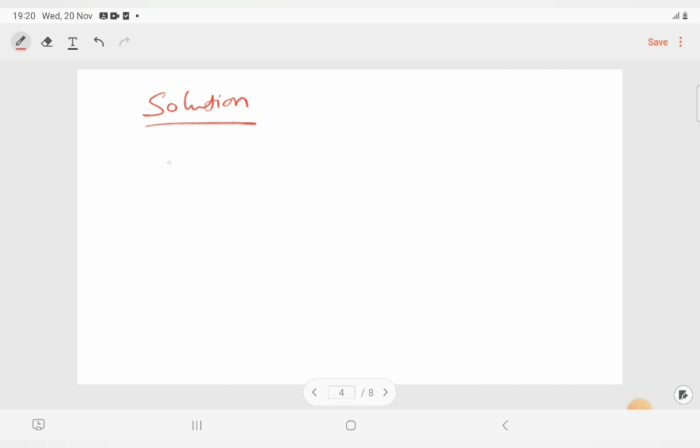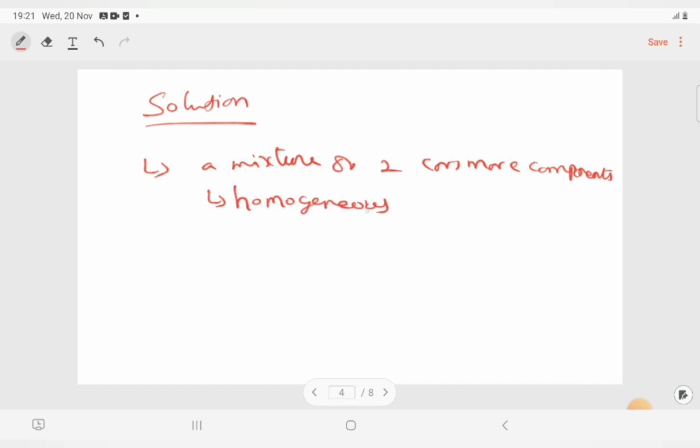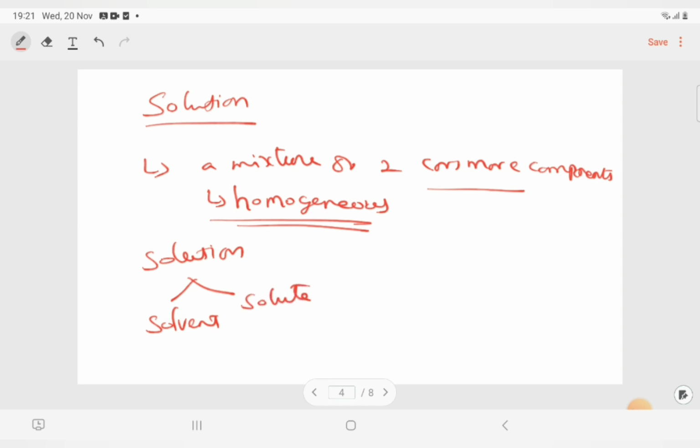When somebody asks, we can say it's nothing but a mixture of two or more components, and it should be a homogeneous mixture. This is the keyword. So a homogeneous mixture of two or more components is called a solution. So whenever we say solution, it has two components. One is solvent and the other one is solute.